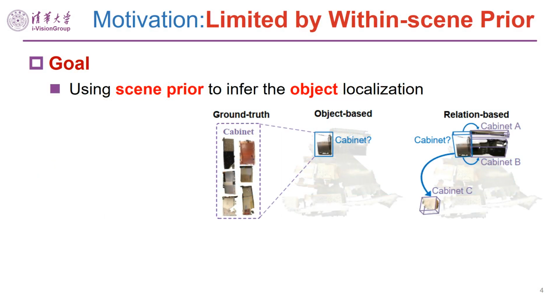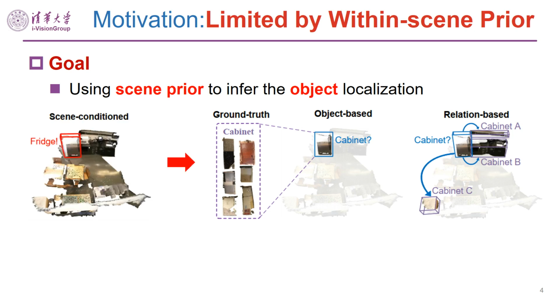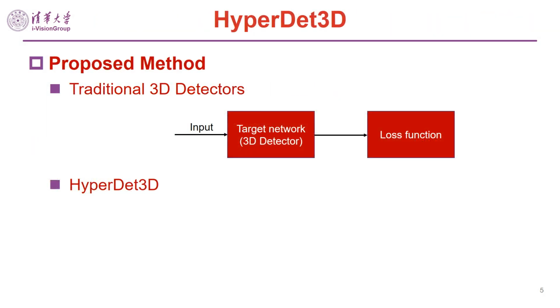For example, if we only look at the object proposal in this example, we are likely to recognize it as a cabinet if we only refer to the object-based prior or relation-based prior. However, conditioned on the prior knowledge that the object candidate lies in a kitchen-like scene, we may infer that it is more of a fridge. To this end, we propose the HyperDet3D network for this task.